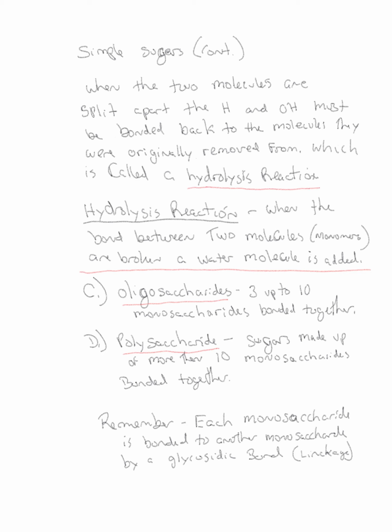And again, remember, each monosaccharide is bonded to another monosaccharide by a glycosidic bond, also called a glycosidic linkage. Now, polysaccharides can act as a long-term energy source: starch in plants and glycogen in animals. Our liver, for instance, stores glycogen. And we can break down the glycogen when we sleep, and because it's a polymer of glucose molecules, we can break it down to maintain a normal glucose level in our blood.